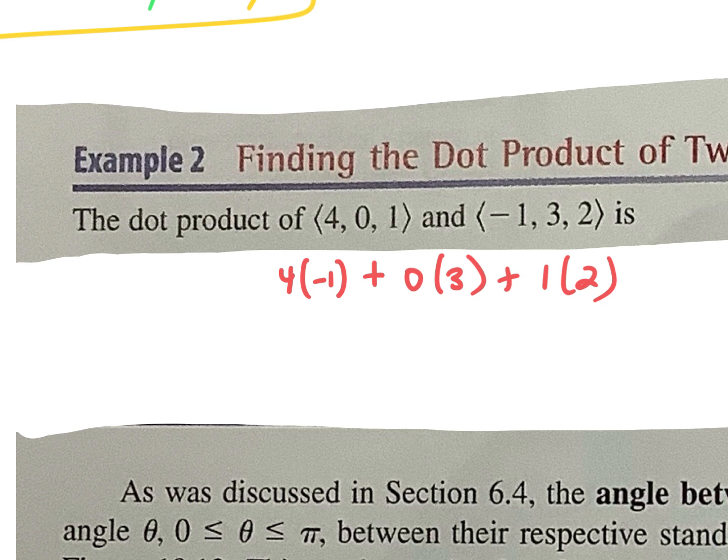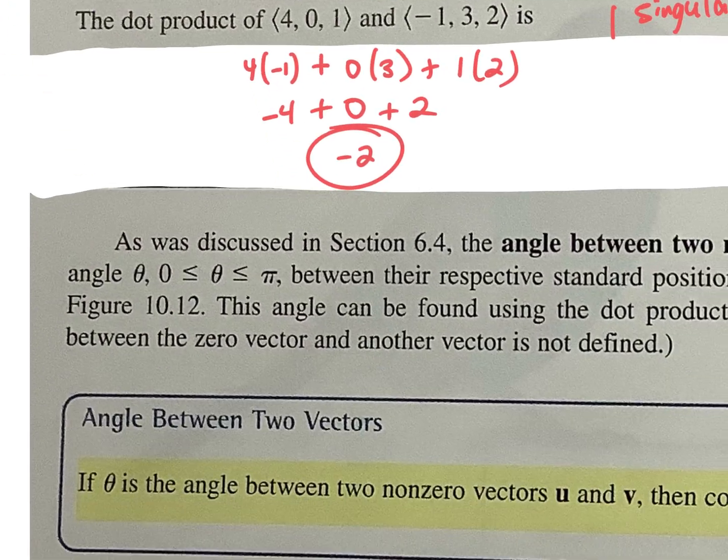So what's 4 times negative 1? Negative 4, plus what's 0 times 3? 0 plus 2. What's negative 4 plus 0 plus 2? Negative 2. There's your dot product. Anybody have any questions? Okay, now we're moving on.